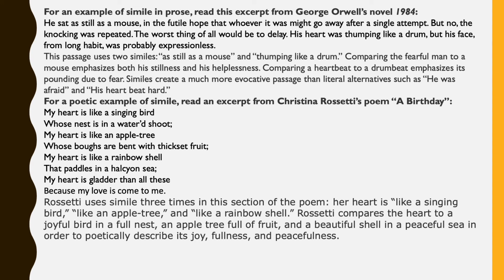Rossetti uses simile 3 times in this section of the poem. Her heart is like a singing bird, like an apple tree, and like a rainbow shell. Rossetti compares the heart to a joyful bird in a full nest, an apple tree full of fruit, and a beautiful shell in a peaceful sea, in order to poetically describe its joy, fullness, and peacefulness.